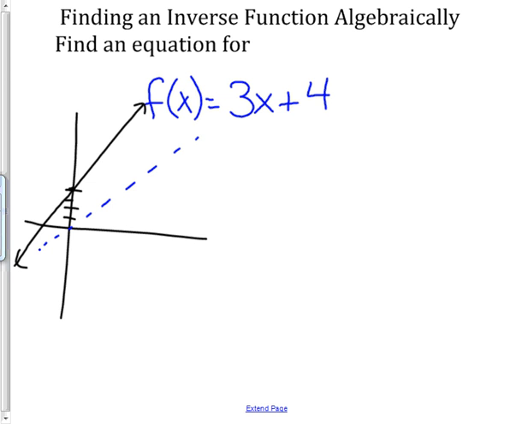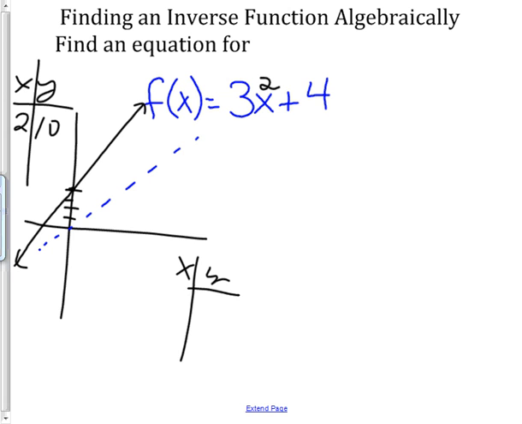The way I'd probably want to do it is I'd make a little xy chart of all of my numbers that are on it. Like if I put in 2, I get 3 times 2 is 6, or 6 plus 4 is 10. 2 goes with 10. Well, then in my new function, f inverse, sorry, it's not the same as f prime, it's inverse f. My new function would have 10 comma 2 on it.